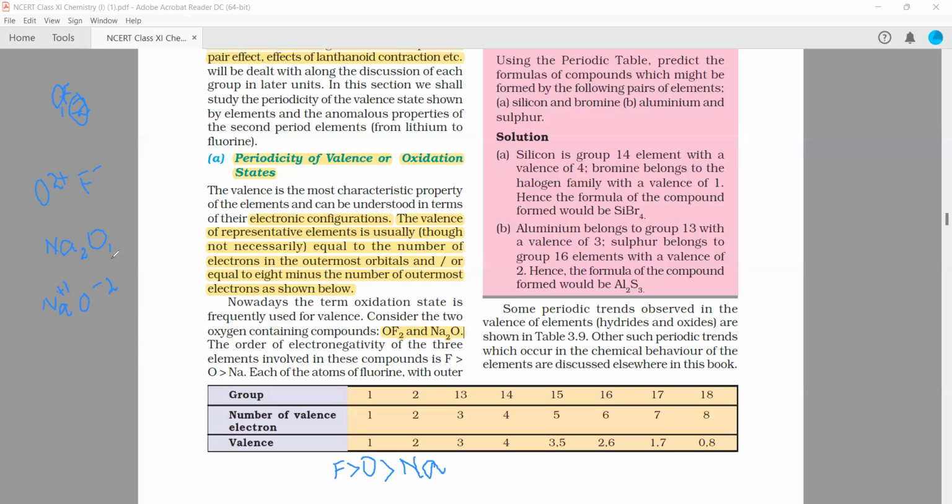So these are the various oxidation states. I hope I'm clear with whatever I'm writing. What is the oxidation state of oxygen in OF2? It is +2. And what is the oxidation state of oxygen in Na2O? It is -2. Okay.